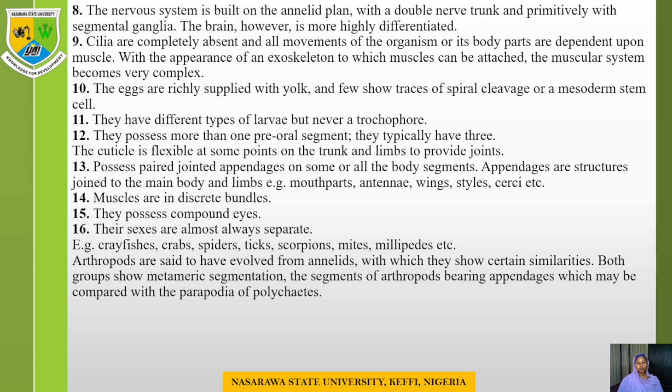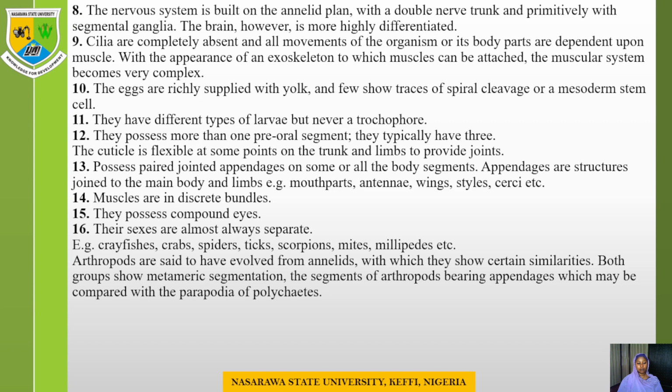The eggs are richly supplied with yolk, with a few short traces of spiral cleavage with a mesoderm stem cell. They have different types of larvae, but never a trochophore. They possess more than one perioral segment. They typically have 3. The cuticle is flexible at some points on the trunk and limbs to provide joints. They possess paired jointed appendages on some or all the body segments. Muscles are in discrete bundles. They possess compound eyes. Their sexes are almost always separate.